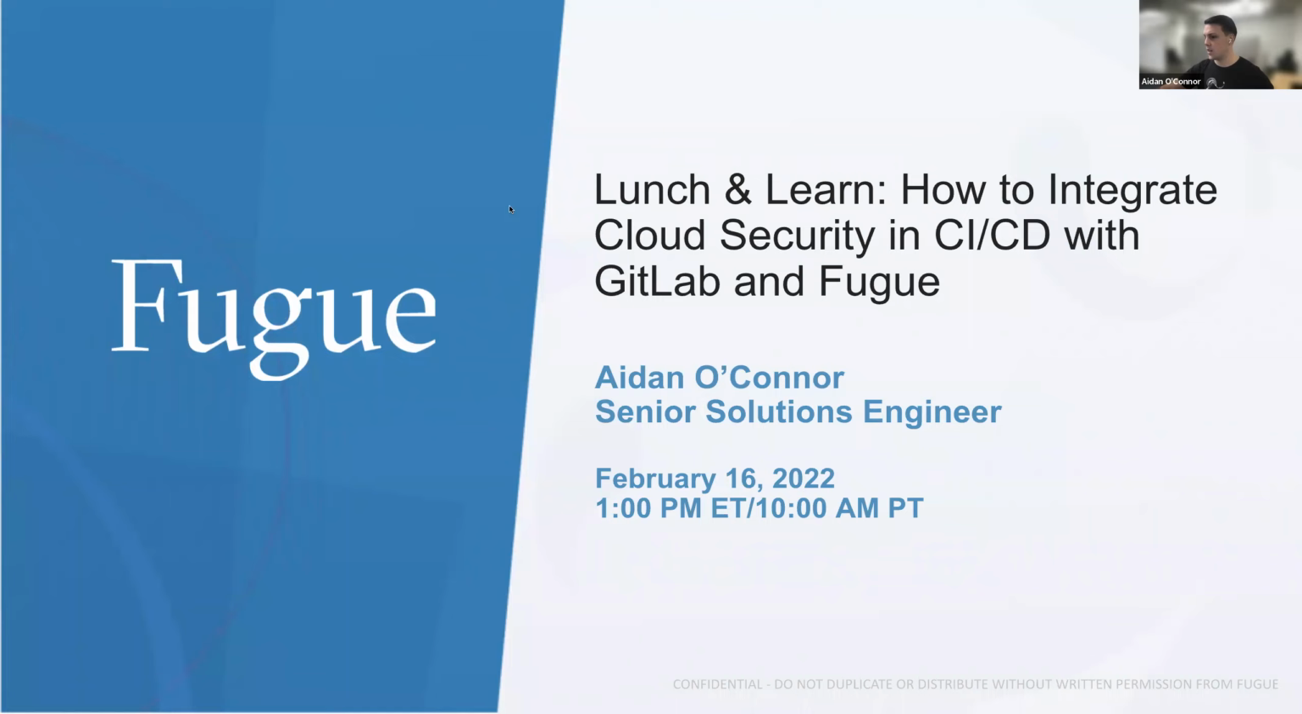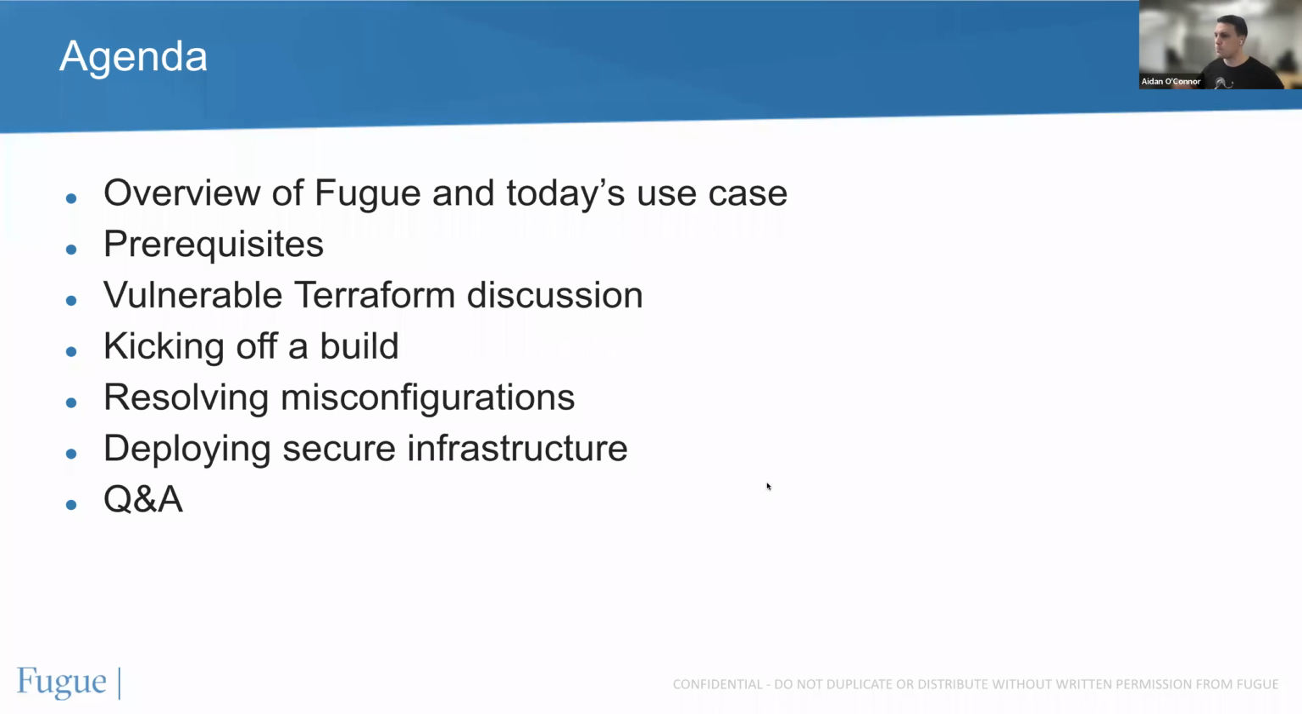So talking agenda for the day, we'll go into an overview of Fugue. For anybody who's not familiar, I know we've got a mix of current Fugue customers and others as well. So just reintroduce Fugue for some of you, or introduce it for the first time. And then we'll talk about today's use case. Get into some prerequisites for how you can go execute this right as you leave today, if you're a GitLab user. Talk about some intentional vulnerabilities I have in the Terraform code I'm going to be using today.